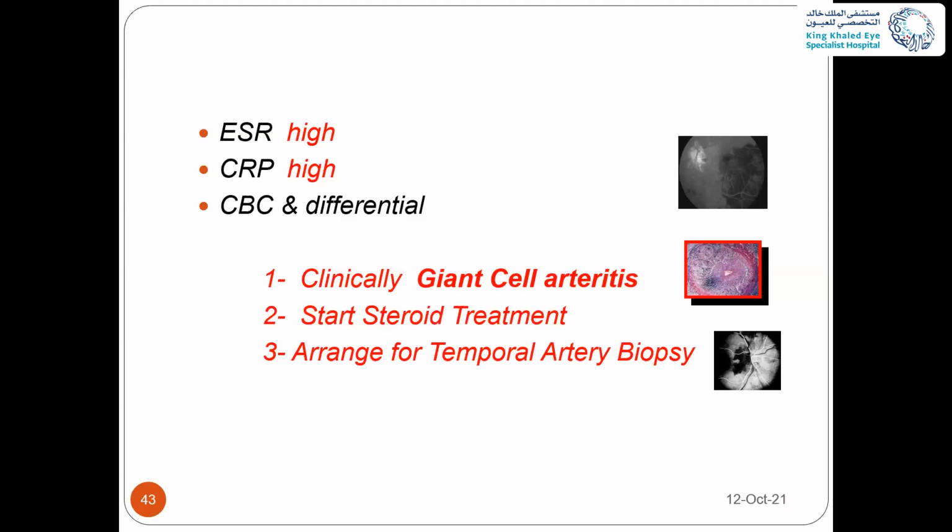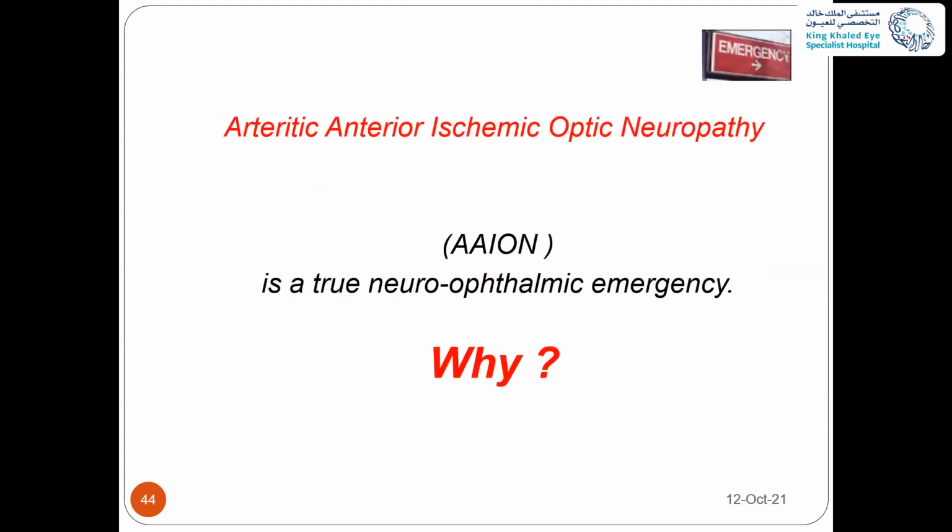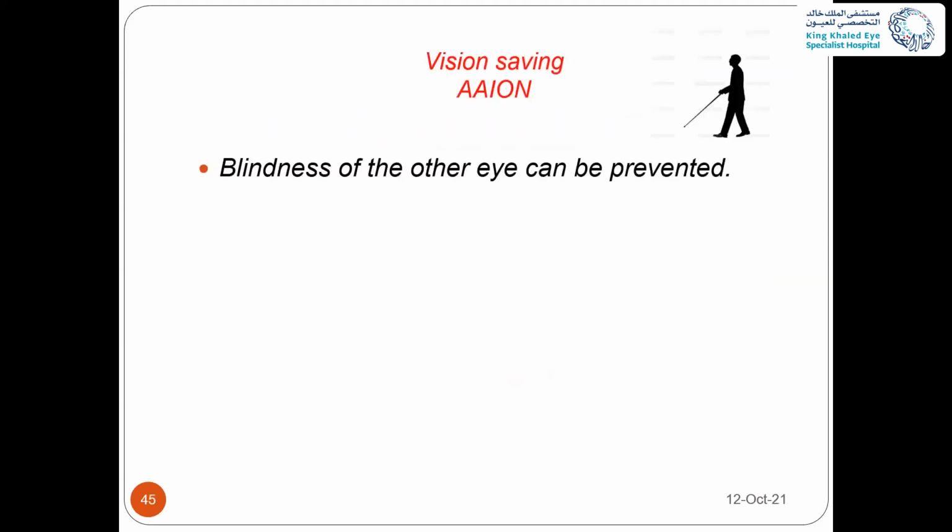So here, the key point is that we are going to start a high dose of steroid, maybe IV in the beginning or high oral steroid. How long we are going to use steroid: for a long time if it was proven with temporal artery biopsy that it is temporal arteritis. So arteritic anterior ischemic optic neuropathy is a true neuro-ophthalmic emergency. Why is it a neuro-ophthalmic emergency? Because blindness of the other eye can be prevented. Once one eye is affected, the other eye might be affected within a few weeks or a few months.